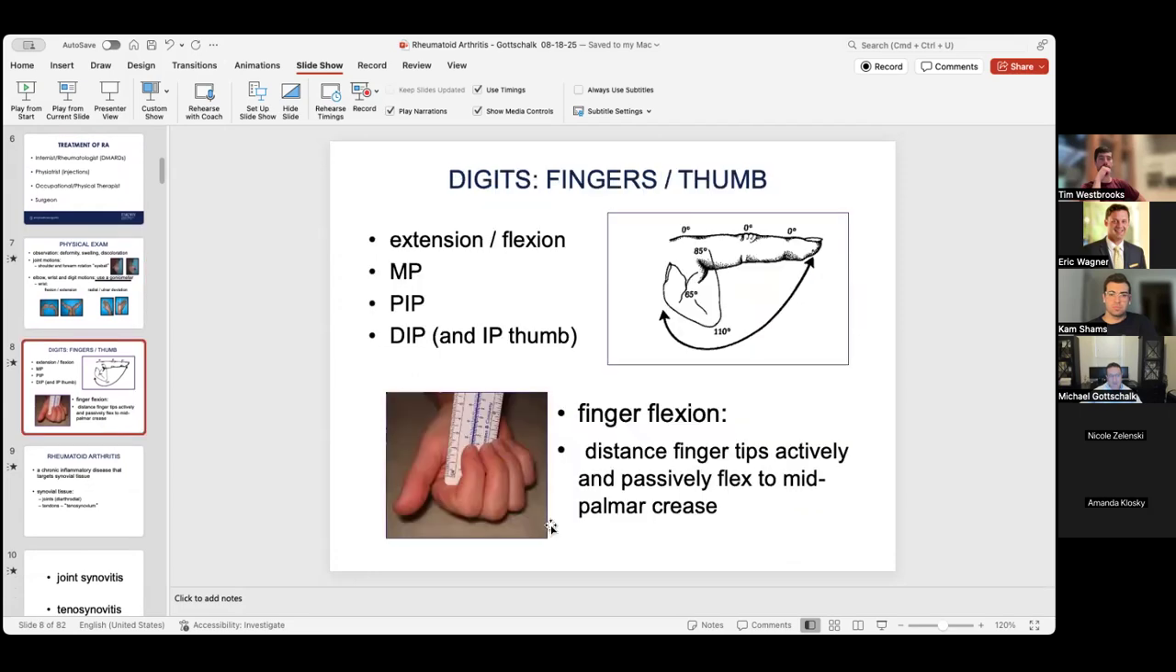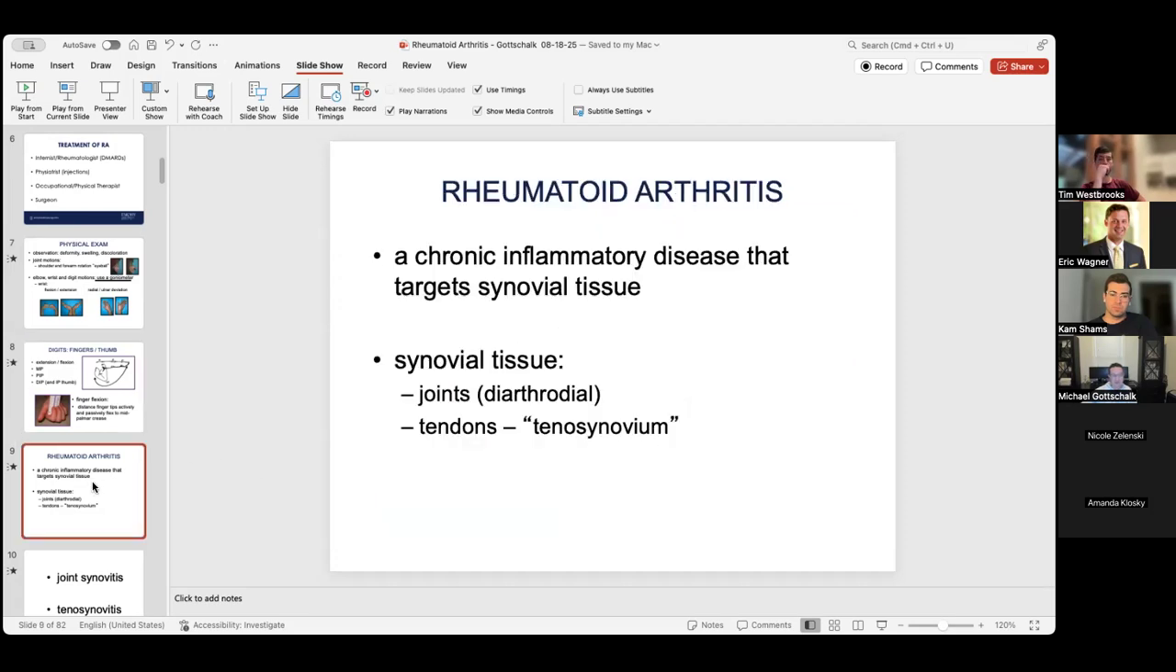As far as the digits go, we think of extension and flexion, MP, PIP, and DIP, and then the IP of the thumb. A lot of the time, you'll see things measured as a distance or total arc of motion. So this is like total arc of motion where you're looking at the MCP, PIP, and DIP joint. Or you'll see what we call tip to palm apex, and this is located to the palmar crease. And you'll usually use a ruler to see how many centimeters away they are from this.